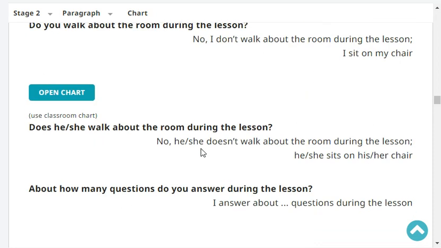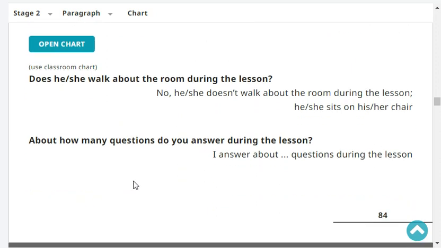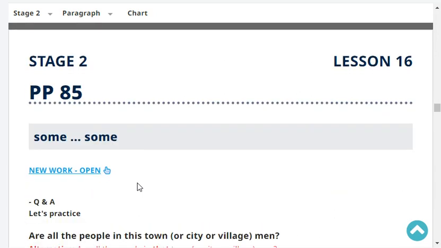Very good. About how many questions do you answer during the lesson? I answer about 20 questions during the lesson. Very good.